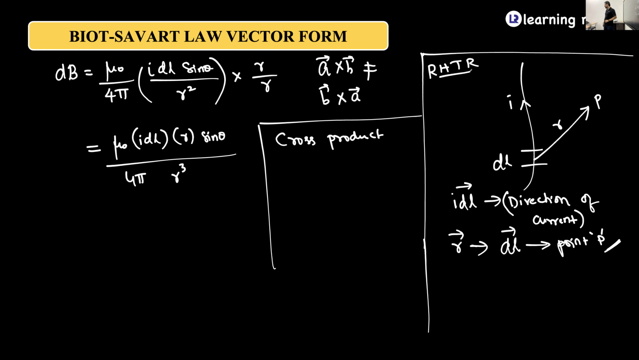Observe this carefully. When I talk about cross product, if I'm doing a vector cross b vector, then what I need to do is keep the second vector fixed. From the first vector, turn towards the second vector in the shortest direction possible.